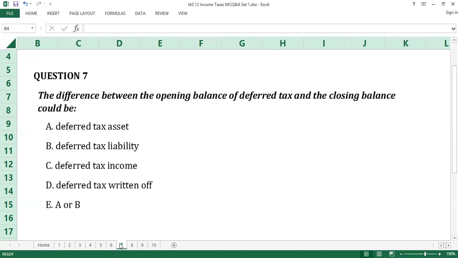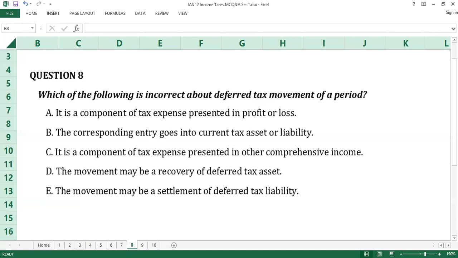Time up. The answer to question number 7 is C, deferred tax income. The difference between the opening balance and closing balance of deferred tax gives rise to either deferred tax income or deferred tax expense. C is the answer to question number 7. We'll go to question number 8.